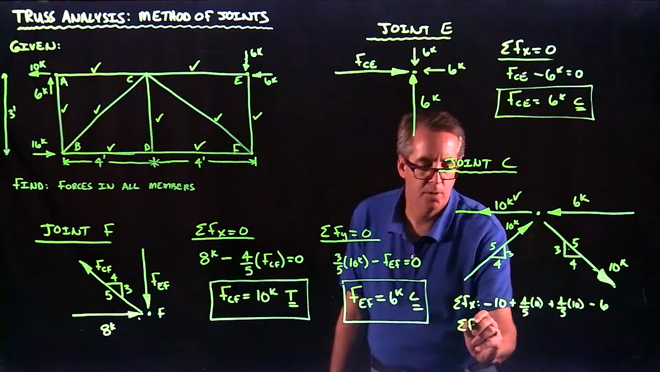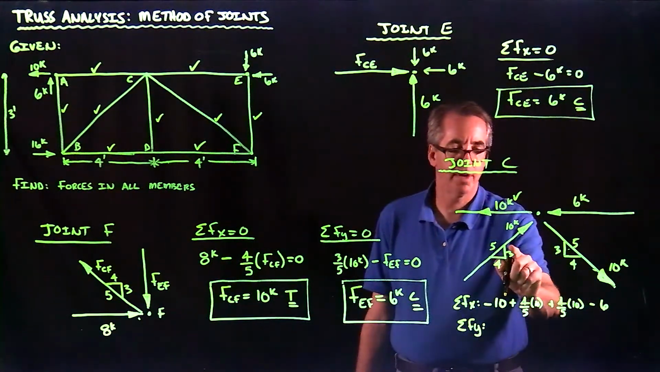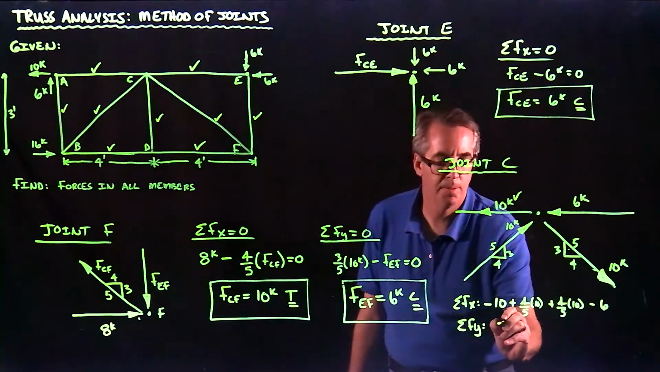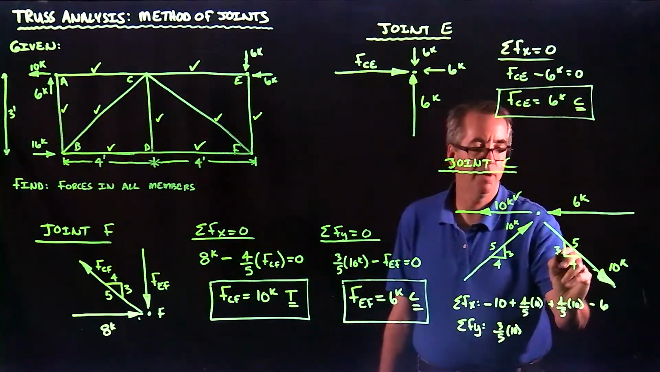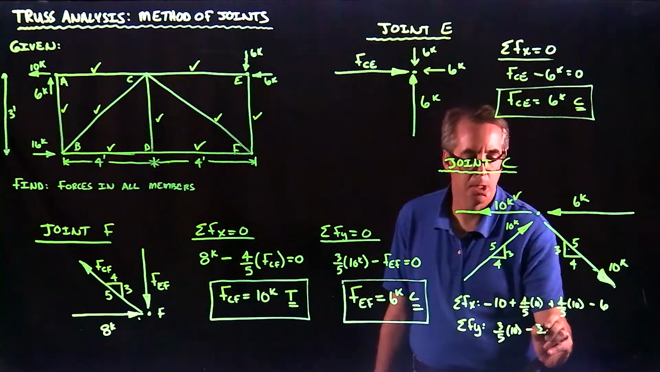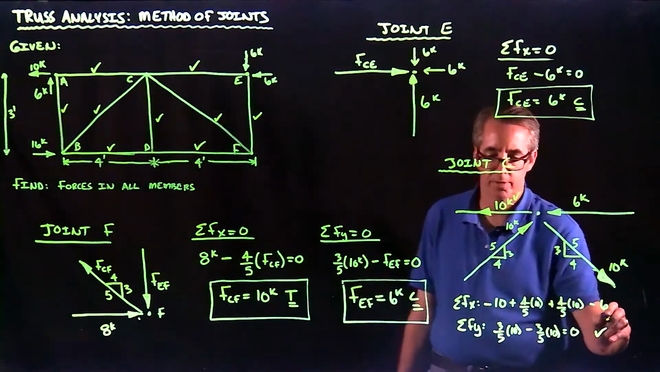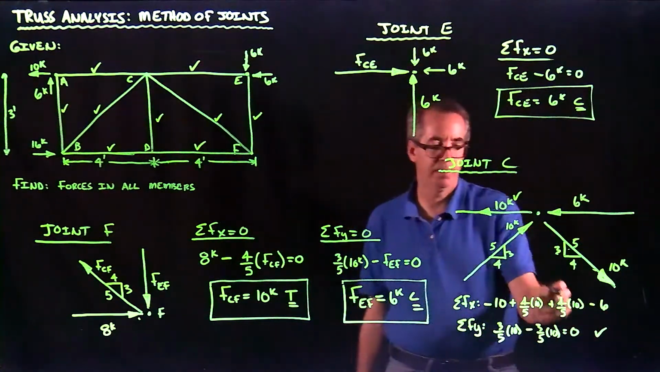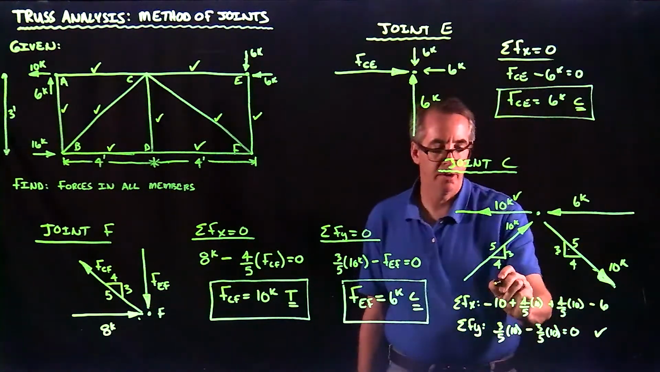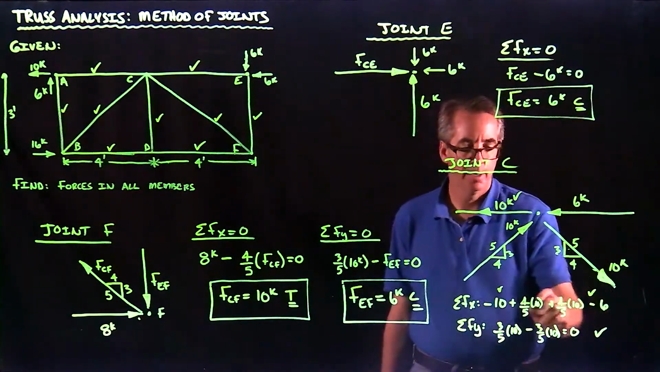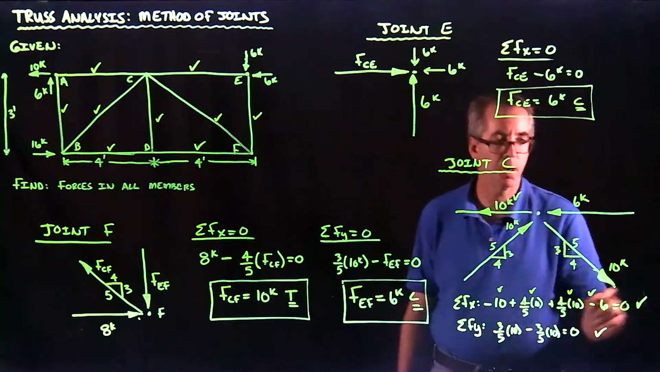And then let me look in the y. In the y, I've got 3/5 of 10 going up, and I've got 3/5 of 10 going down. Okay, so that checks. Let me make sure on this one. I'm not so sure on this one. I've got 16. Oh, that's right. Okay, so here you have a minus 16, and then you have plus 8, so that's equal to 0 as well. Okay, so that checks out.